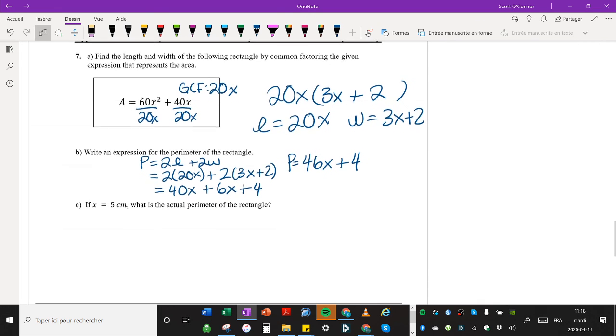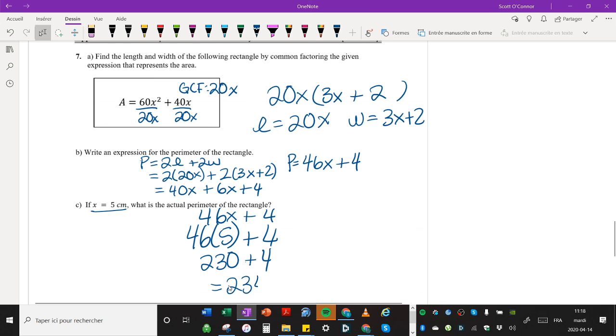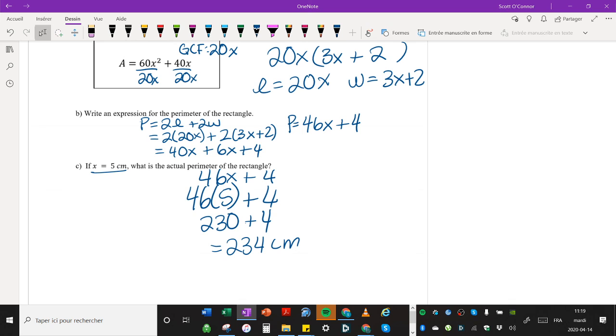And then it says, what is the actual perimeter of the rectangle if x is equal to 5 centimeters? So I can substitute in 5 for x here. I'll write the equation first just to be consistent. And then 46 times 5 is equal to 230, I believe, plus 4, which gives us 234 centimeters. All right, so we are using centimeters because it's perimeter, not centimeters squared.